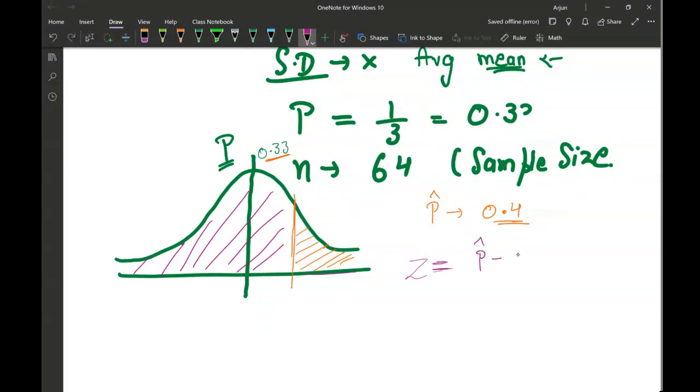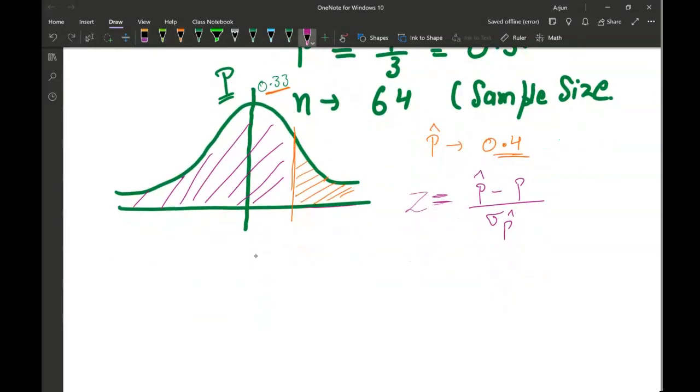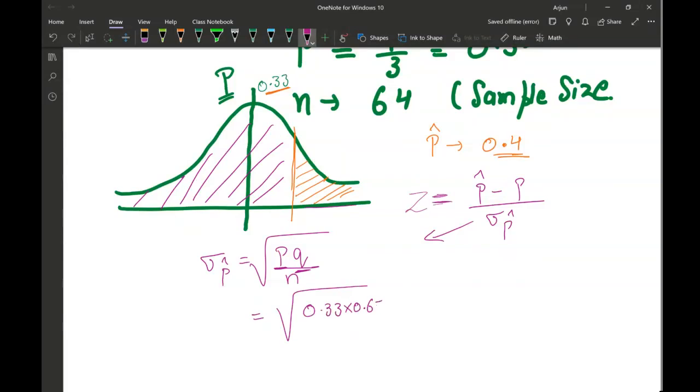So the z value will be equal to p hat minus p divided by sigma p hat. To solve this question, first of all, I'll try and find sigma p hat, which is the square root of p times q divided by n. This is not p hat, remember this, and this is q. So it will be the square root of 0.33 multiplied by 0.67 divided by 64.